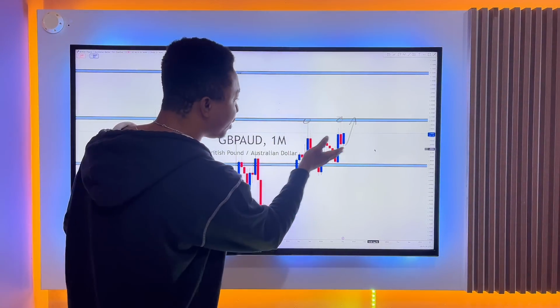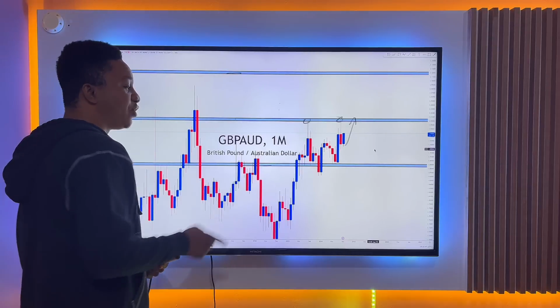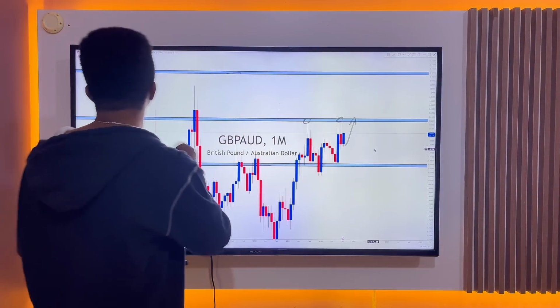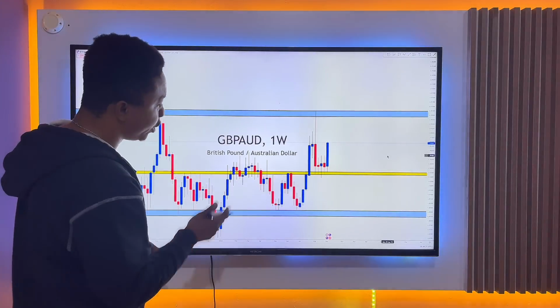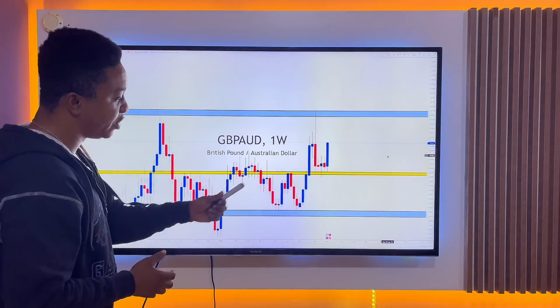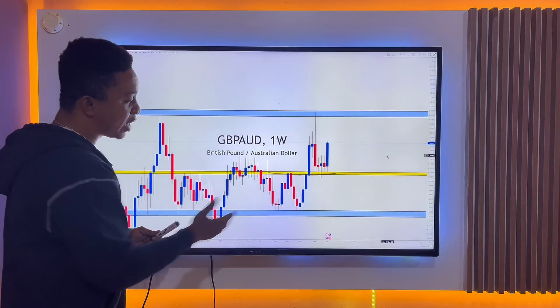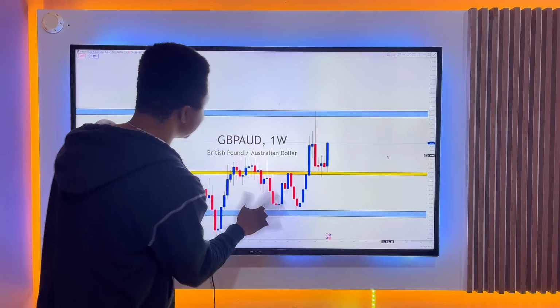Now, how are we going to pick our entries to the upside? Let's take it further to the weekly time frame and add more meaning to this technical analysis. All right, let's go to weekly. Okay, so this is the weekly time frame on GBPAUD. On the weekly time frame, we also have our weekly mid-range zone over here. What has happened on the weekly time frame? Let's explain it very quick.